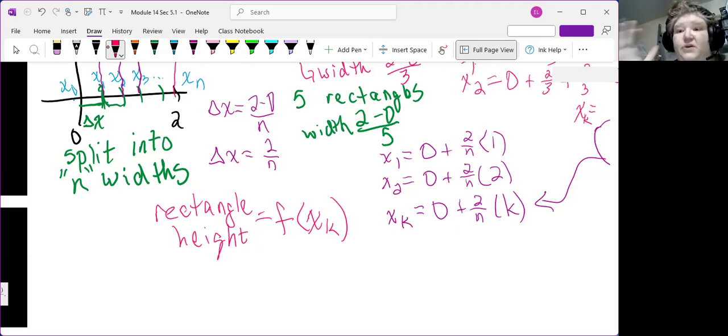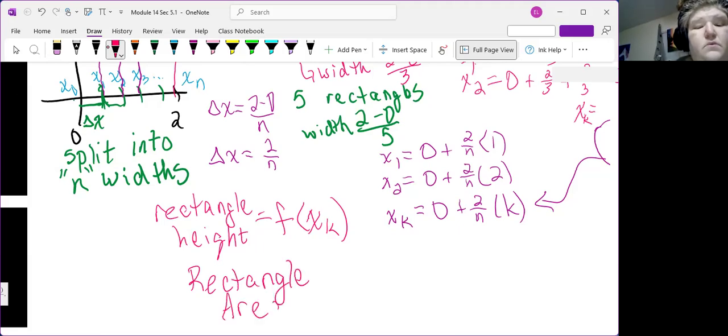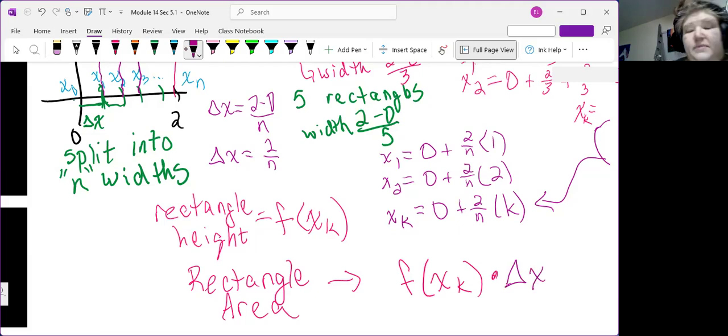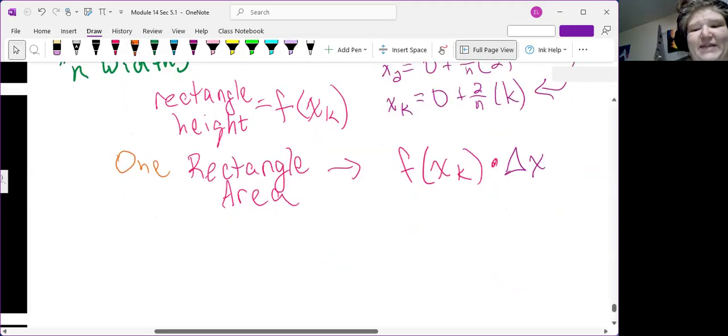And so now my rectangle area is width times height, height times width. The order doesn't matter. f of x sub k times our delta x. This is for one rectangle. I want to add all of the rectangles. So this is where sigma comes in.